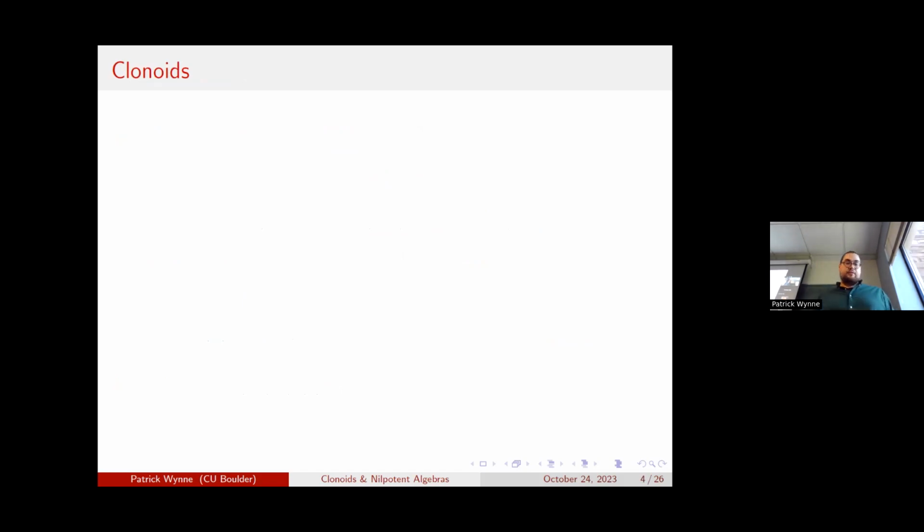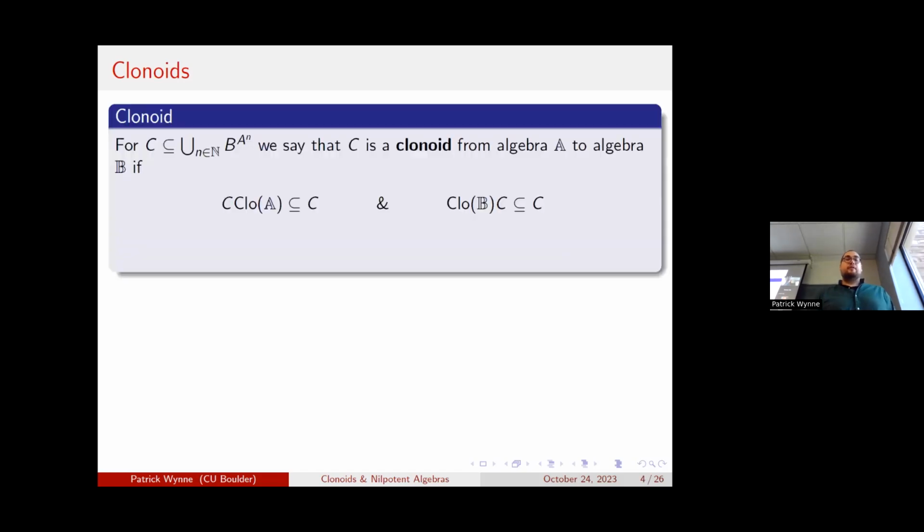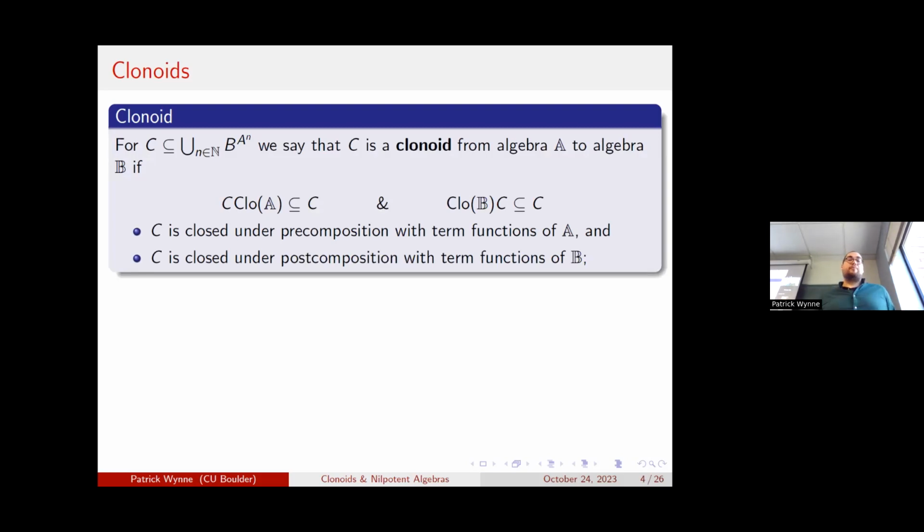Okay, so this is what a clone is. That's probably not why you're here. You're probably here to hear what a clonoid is. I'll define a clonoid from an algebra A into an algebra B to be a subset C of functions from finite powers of A into B, such that this set C is closed first with respect to composition with term functions from A, and then in B closed with respect to composition with term functions from B. So first we can operate in A, then map from A to B, and then operate in B, and this new function that we obtain is still in our clonoid C.